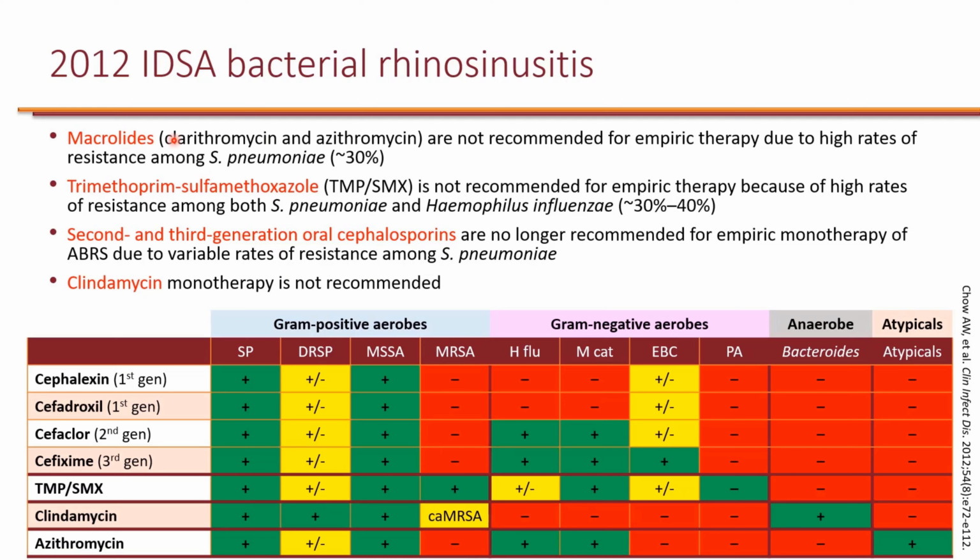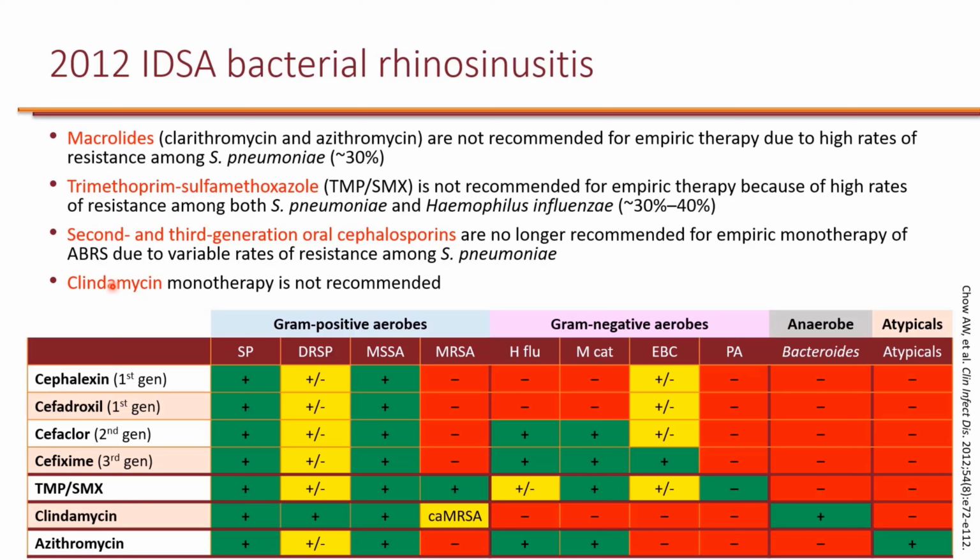Now, these are the things that you should avoid. Macrolides, so azithromycin does not have good activity against drug-resistant Strep pneumo, so that should be avoided. Trimsulfa does not have good activity against drug-resistant Strep pneumo or H. flu, so it should be avoided. Second and third generation oral cephalosporins do not have good activity against drug-resistant Strep pneumo, so they should be avoided.